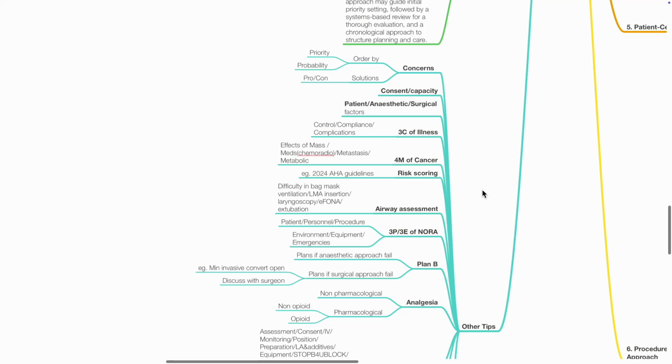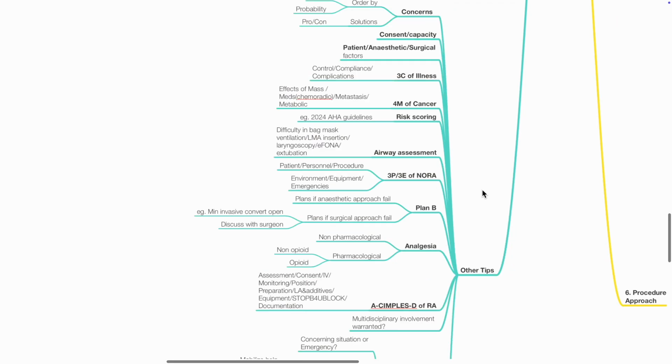For NORA, assess the 3 P's and 3 E's: patient, personnel, and procedure, environment, equipment, and emergencies. Always be prepared and have a plan B if the primary anesthetic approach fails, and if the primary surgical approach fails, for example, minimally invasive convert to open, failed manual removal of placenta with need to convert to laparotomy, etc. Discuss with surgeon and cater for their plan B. For analgesia, always consider non-pharmacological and opioid-sparing approaches.